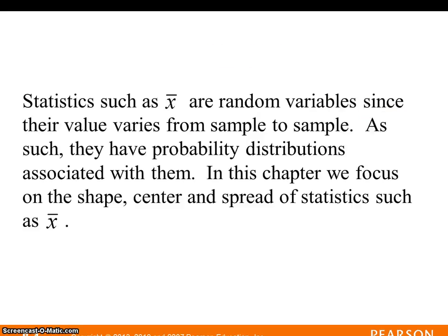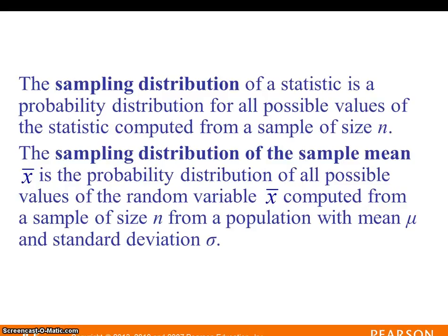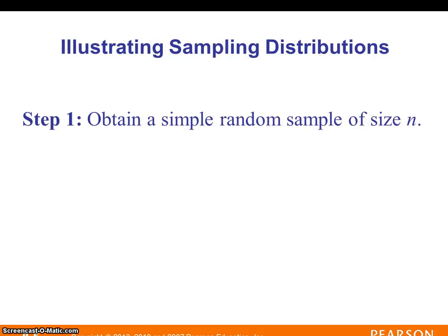Okay, so let's pick up where we left off here. The sampling distribution of the sample mean x bar is the probability distribution of all possible values of the random variable x bar computed from a sample of size n from a population with mean mu and standard deviation sigma.